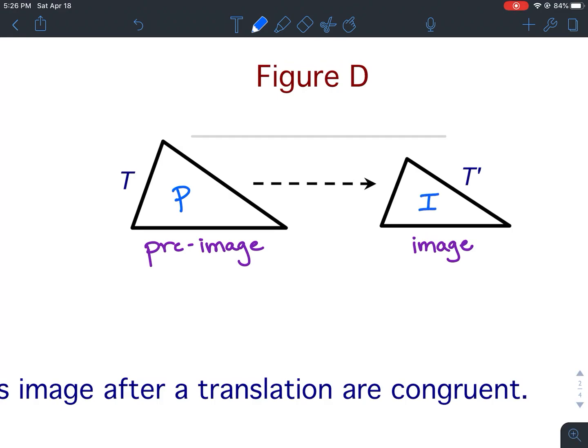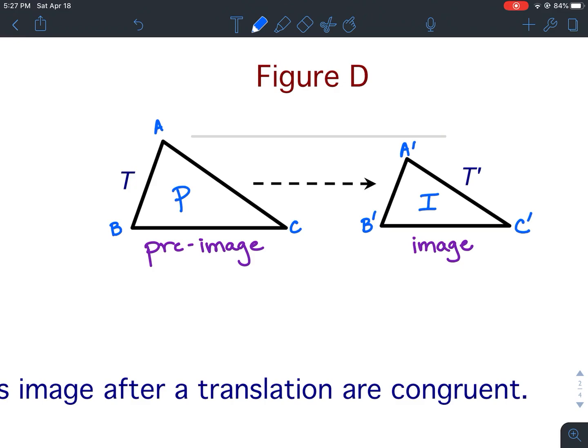Okay, is this a translation? Well, let's label the vertices. Let's label this A, B, C, A prime, B prime, C prime. If you look at the vertices, they have the same orientation. Now, that's a word I hadn't used before. The orientation is the positioning of the vertices. So, vertex A and vertex A prime are in the same position. B and B prime are in the same position. C and C prime are in the same position. So these figures do have the exact same orientation.